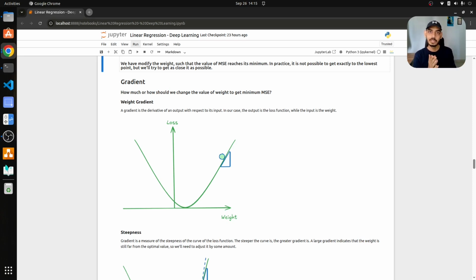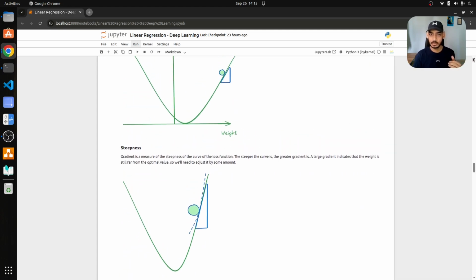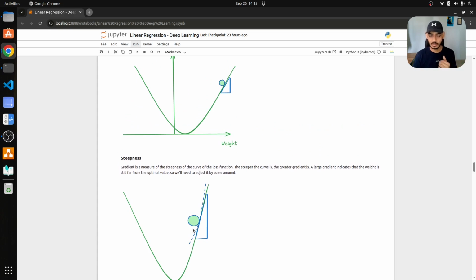So what is a weight gradient? First, let's define gradient, which is the derivative of output with respect to an input. In our case, the weight is the input and the output is our loss value or loss function. If the curve is steeper than this one, like if you see this curve, it is less steep than this curve. The gradient that we are measuring refers to the steepness of the curve. So the steeper the curve is, the greater the gradient is. So we want to update the weights by a larger value such that we can reach the optimal point or minimum MSE. That's the idea behind the steepness.